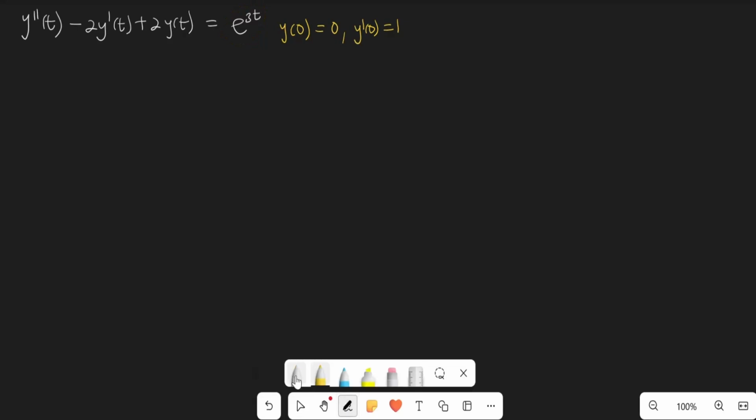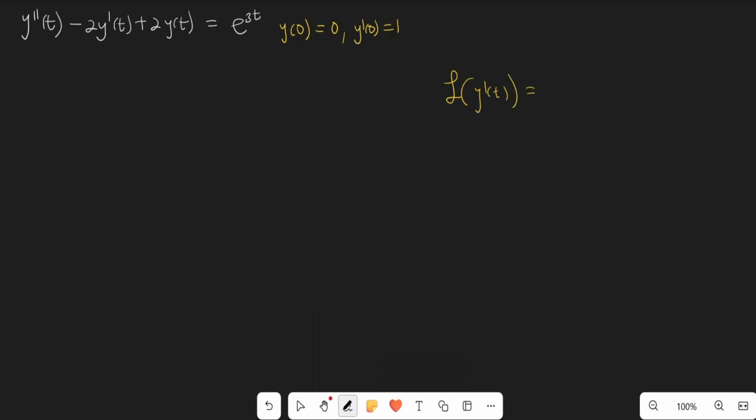So just to recall, the Laplace transform of the derivative. The Laplace transform of the first derivative, that is y prime of t, is s times Y of s, that is the Laplace transform of y of t, minus the initial condition y of 0. Now the Laplace transform of the second derivative, which is y prime prime of t, is s squared times the Laplace transform of y of t minus s times the initial condition y of 0 minus y prime of 0. These are the initial conditions.